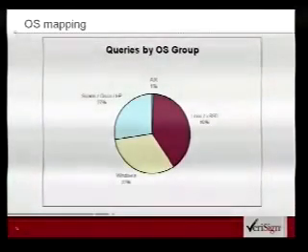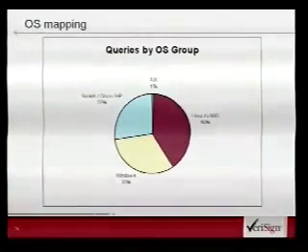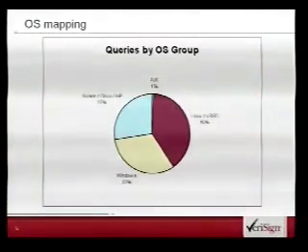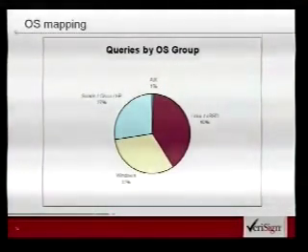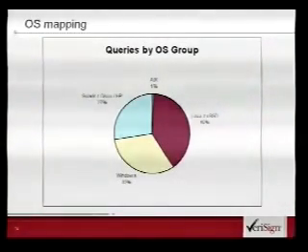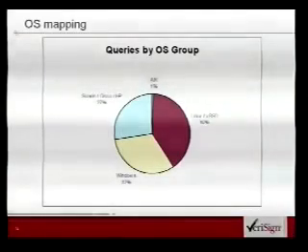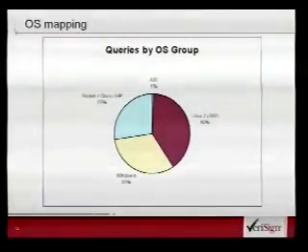So as we looked at this, we said, okay, given all these IP addresses, let's map these queries by OS group. And it's fairly expected to see the sort of behavior you have here. Linux, Windows, and Solaris have a large share.